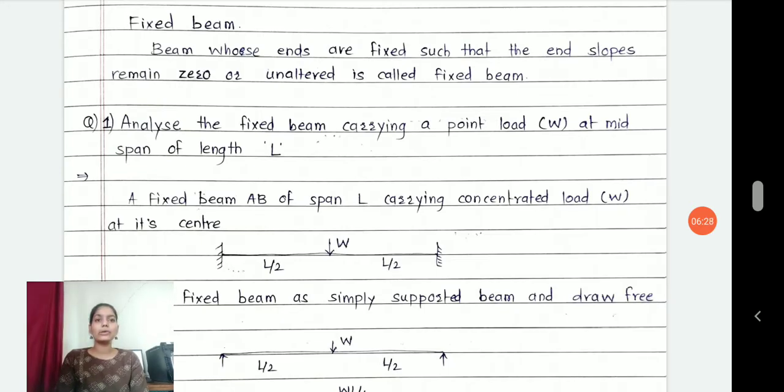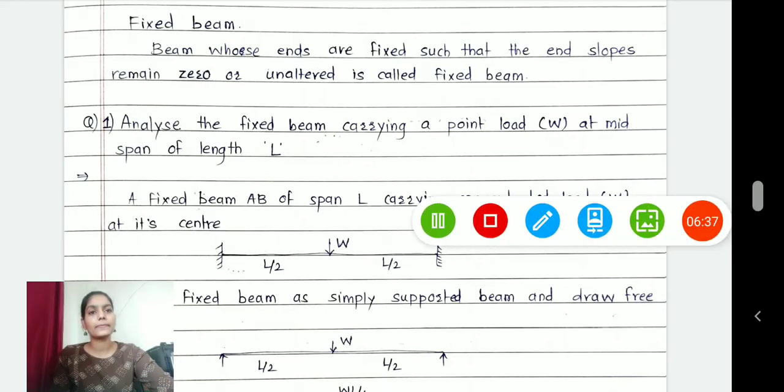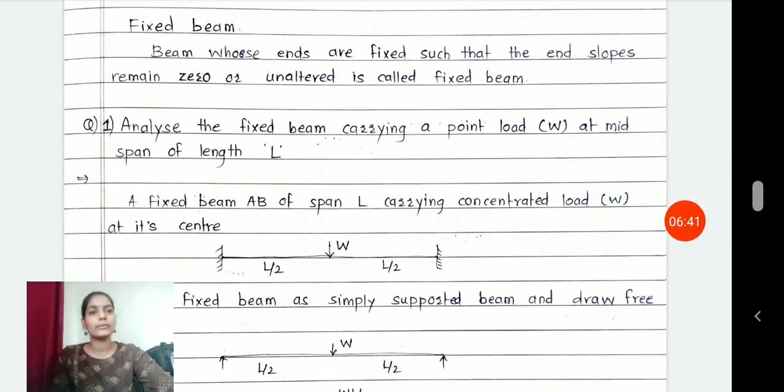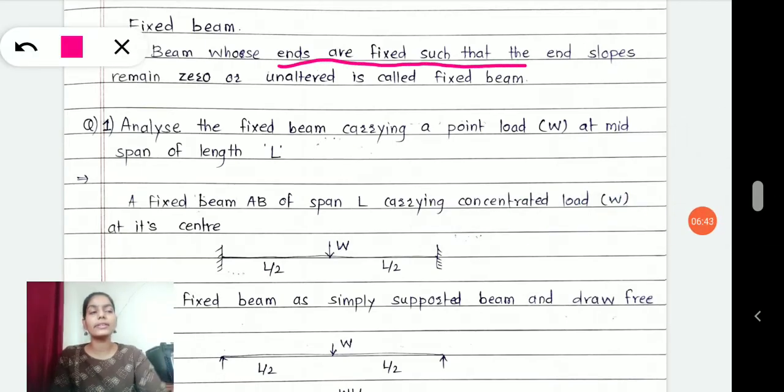Whose ends are fixed such that, I'm reading the definition which you can read on the screen. A fixed beam is a beam whose ends are fixed such that the end slopes remain zero or unaltered. Let's look into this figure.